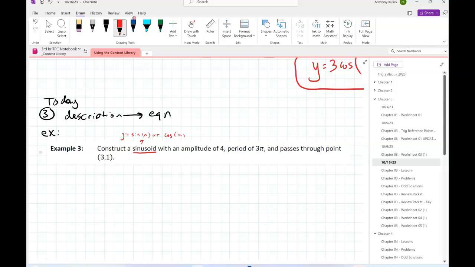If we are given the choice, the information that's going to tell us which one to pick is the kind of point that we're given. In this case, do we know anything about the point other than its location? No, right? So we're free, in the context of this problem, to assign that point to be a minimum, a maximum, or a midline point. We can put that point anywhere we want on our function.